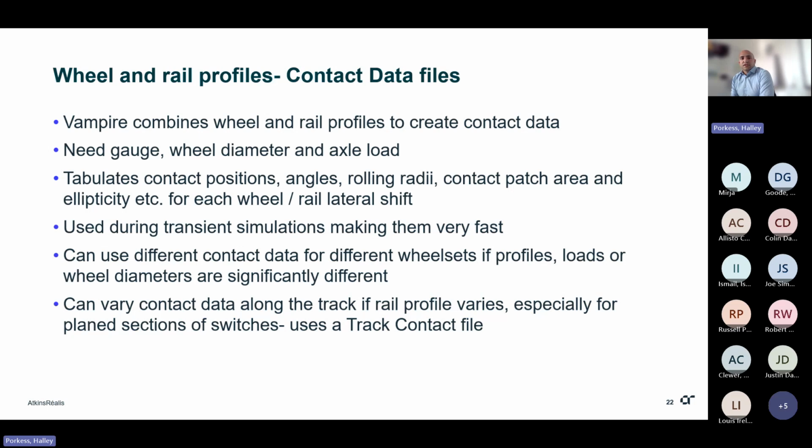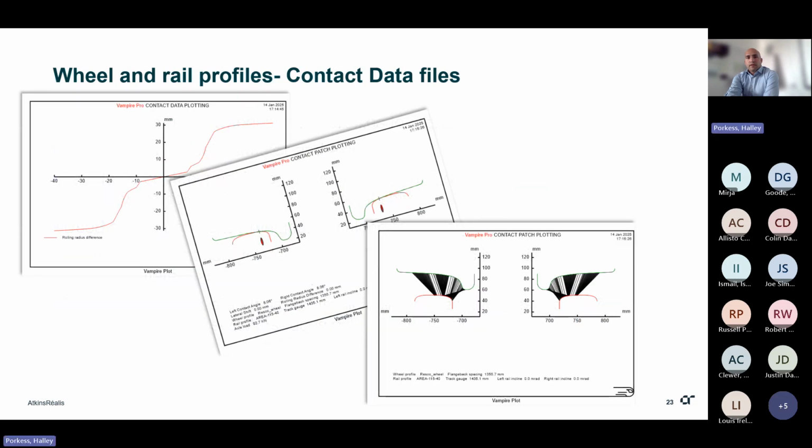We can use different contact data for different wheel sets. If you've got a new wheel set on your first axle and then one on your second one, that can be modelled. You can also vary the contact data along the track. So if we're going into a tight curve and your rail profiles are changing, that could be modelled. So there I've got a few outputs from that contact data file.